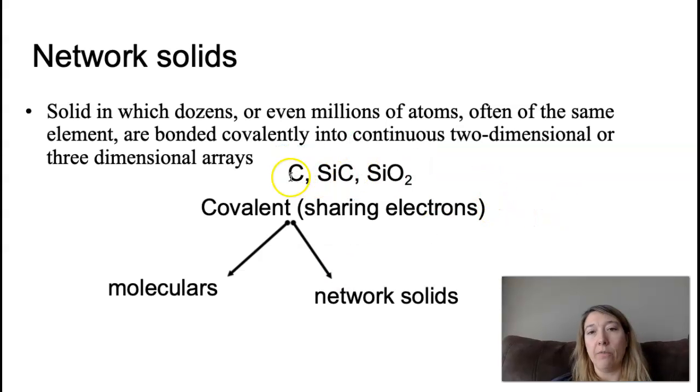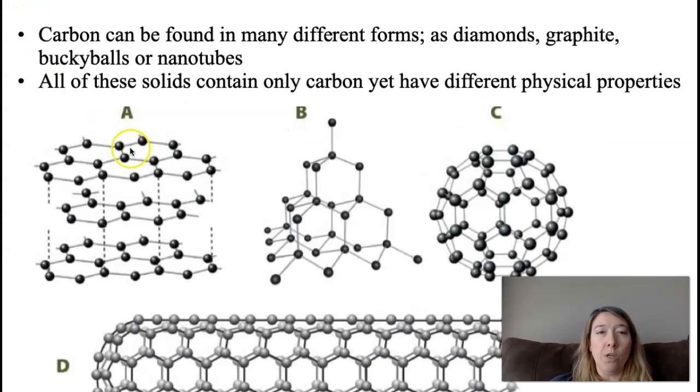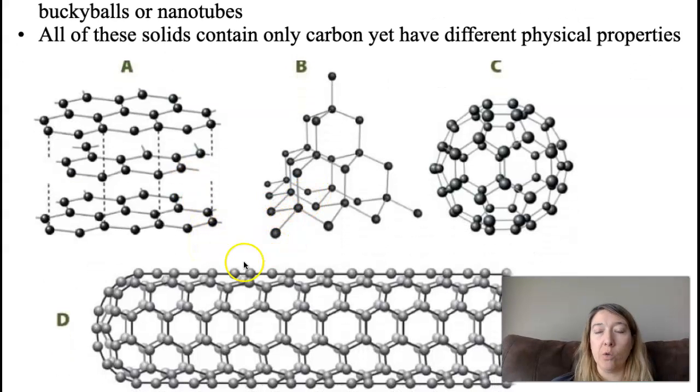You need to make sure that if you see one of these three formulas, you recognize that it is a network solid, because it's going to behave differently than a molecular solid, even though they both share the fact that they have covalent bonds in common. So if we're talking about carbon, don't draw this picture. Obviously, it's printed in your notes for you. But these are 4 different possible ways in which we can create network solids with carbon. They all have very different physical properties associated with them.